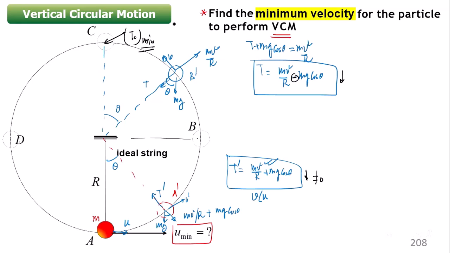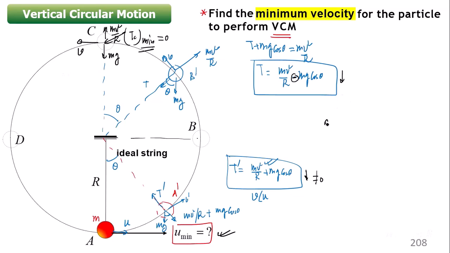And can I say T_C minimum should be equal to 0 to complete the vertical circle? Why? Because I have asked to calculate the minimum value of u. What is the minimum value of u which you have to throw it so that the particle will complete the vertical circle? If I say that at point C the tension is equal to 0, corresponding to that, what is the velocity with which the particle is moving at point C? That is v. So that means at this point, mg is acting downward and mv square by r is acting upward. Okay. So these two will balance each other.